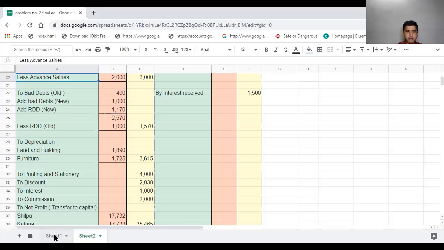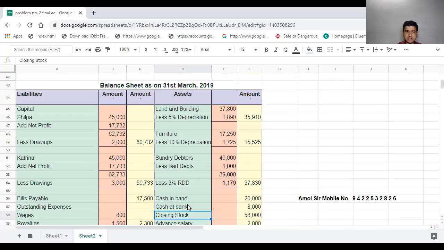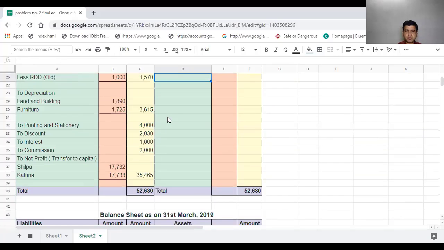Now come to the last adjustment. Depreciate land and building by 5% and furniture by 10%. Now land and building is on asset side, furniture is also on the asset side. From this you have to less 5% depreciation, here you have to less 10% depreciation. The second effect of these two depreciations goes to profit and loss account on debit side. Here land and building 1890, furniture 1725.